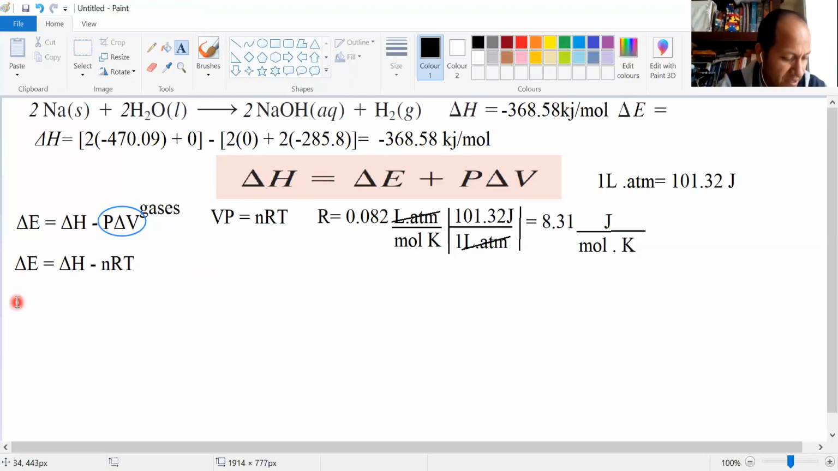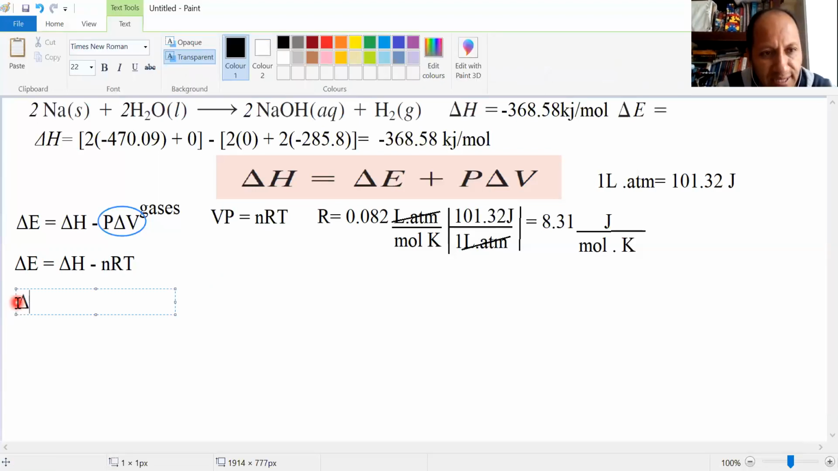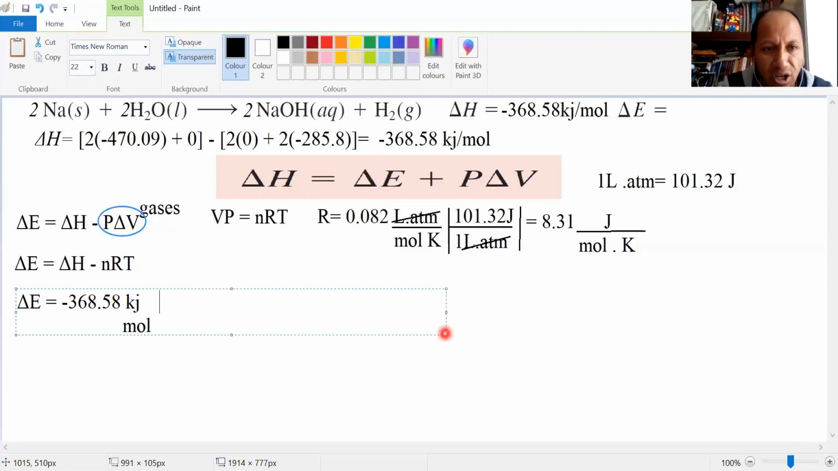If you put that part, you can do it this way. You put this: the change of energy is going to be equal to the enthalpy, and the enthalpy we just calculated in the beginning was minus 368.58 kilojoules. I'm going to go with kilojoules, all of that over mole, and I will draw the line for the fraction at the end, and now it says minus, and then open parentheses. That's the change of the number of moles for the gases.